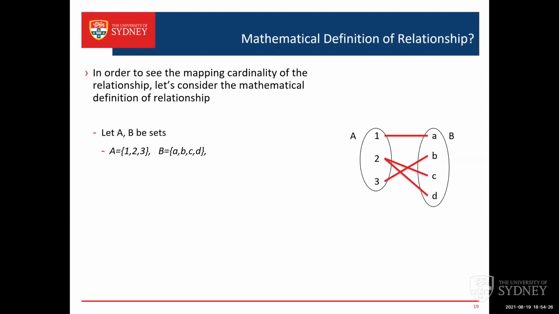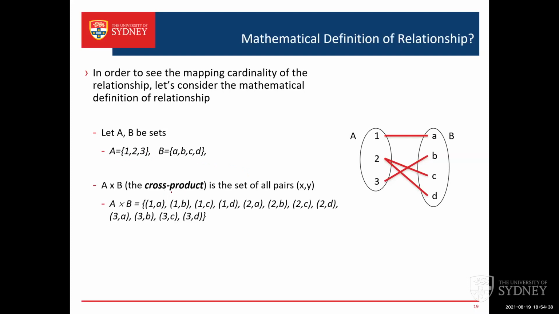For that, if you remember elementary mathematics, there we learned about relations. Think about we have two sets. Set A is 1 to 3, B represents A, B, C, D. If we take the cross product, it will give me all of these elements. And a relationship simply is a subset of this cross product that we can have.